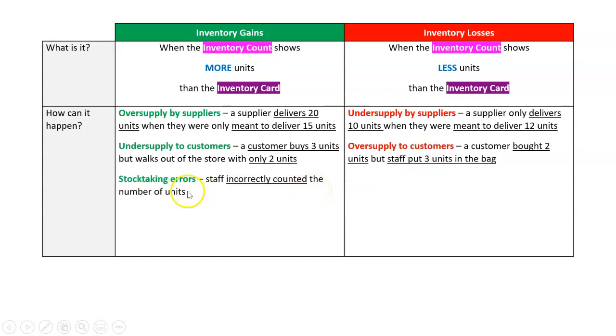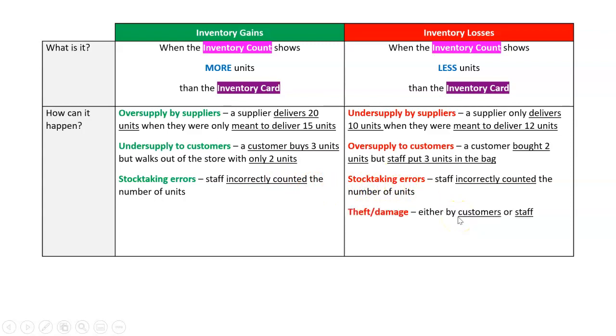We've got one that's called stock taking errors. Maybe when you were counting everything during the inventory count, you just counted wrong, or wrote down a 3 as an 8, so you could use that for either an inventory gain or an inventory loss. And also for an inventory loss, we've got probably the most obvious one, which you probably use first if you ever get asked this question. Just say theft or damage, either by customers or staff. That would probably be the most common cause of an inventory loss. But we have lots of reasons.